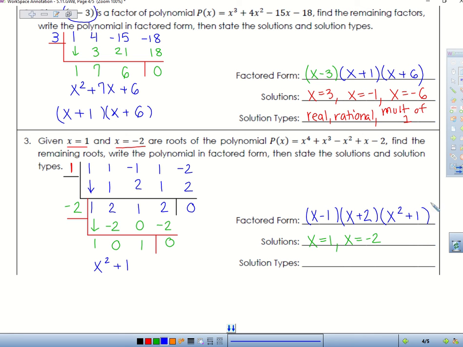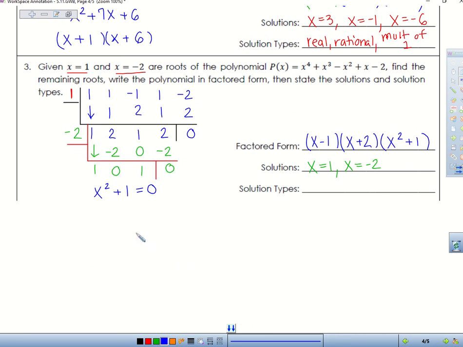But we still have to find the solutions that come from this binomial. So I'm going to set it equal to 0. And then how can I solve this from here? Subtract 1. Okay, now what? Square root. x equals plus or minus i. Good. The square root of 1 is just 1. But when we take the square root of a negative, we have to put in i. So we get x equals i and x equals -i, right?